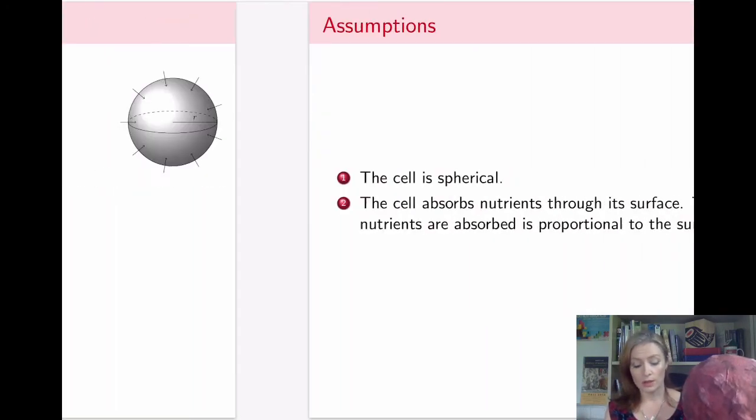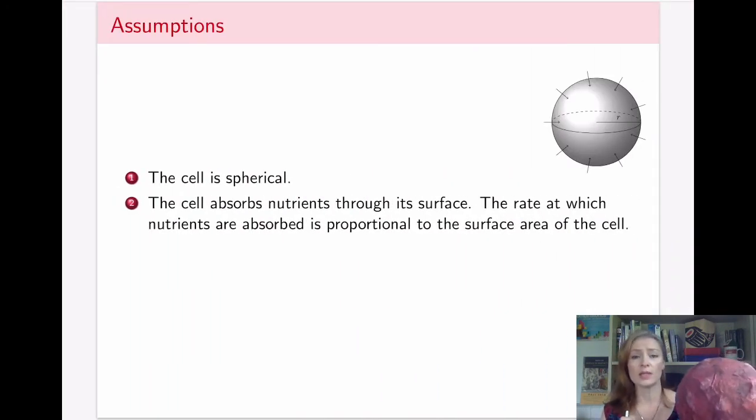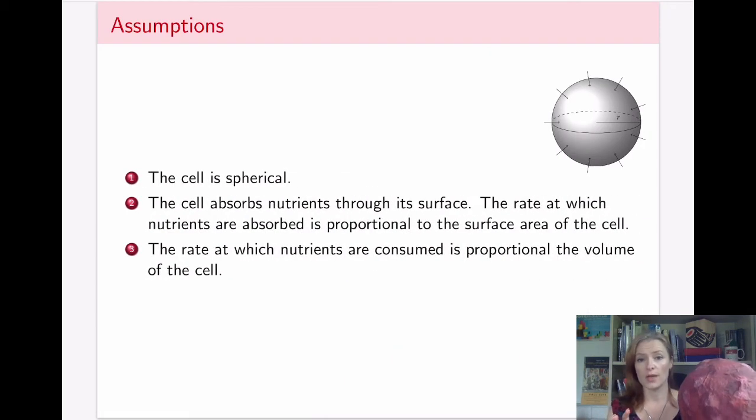The other assumptions we're going to make are in regards to absorption of nutrients and consumption of nutrients. So we're going to first of all assume that the cell absorbs nutrients through the surface as it interacts with the outside world. We're going to also then assume that the cell has to sustain life in its entirety, therefore it consumes nutrients proportional to its volume. Okay? So it absorbs proportional to surface area, and consumes proportional to the entirety of its volume.